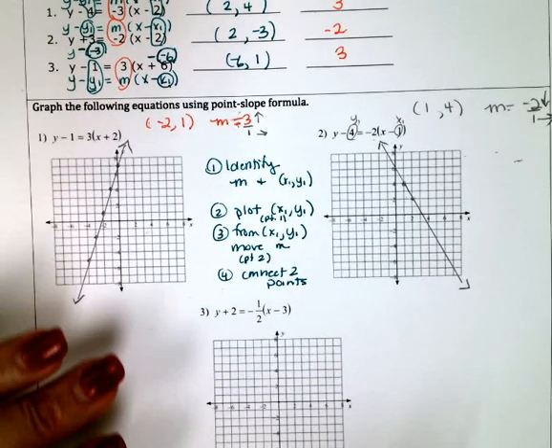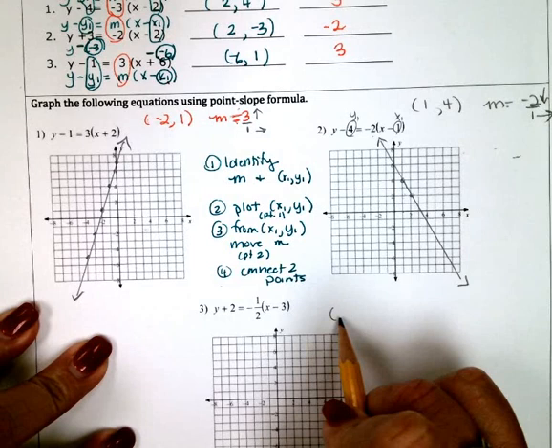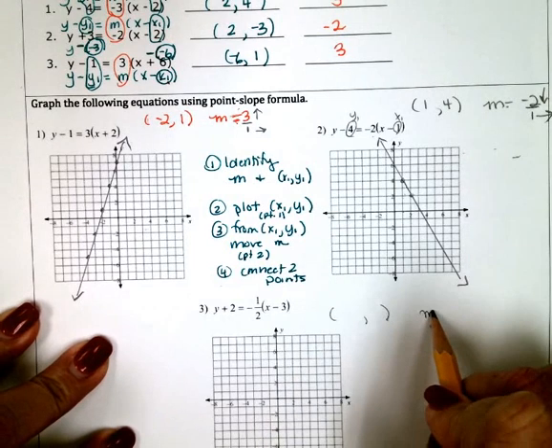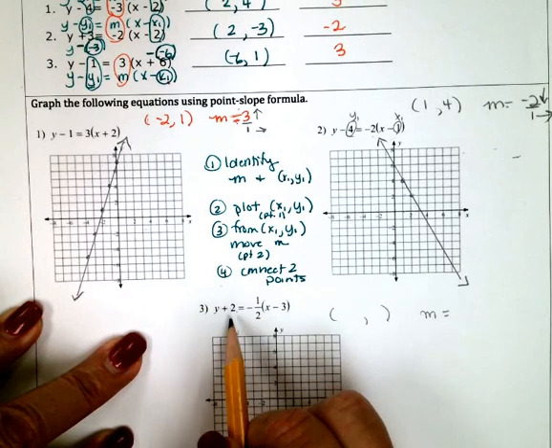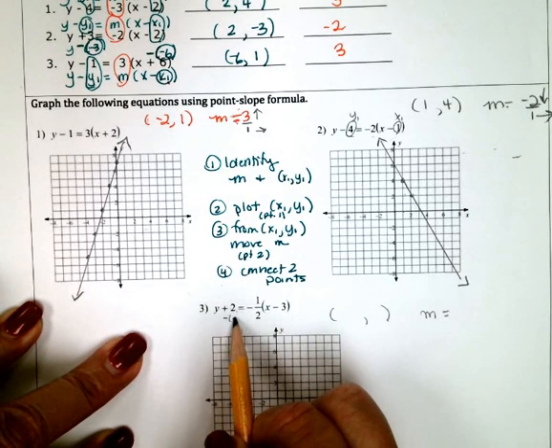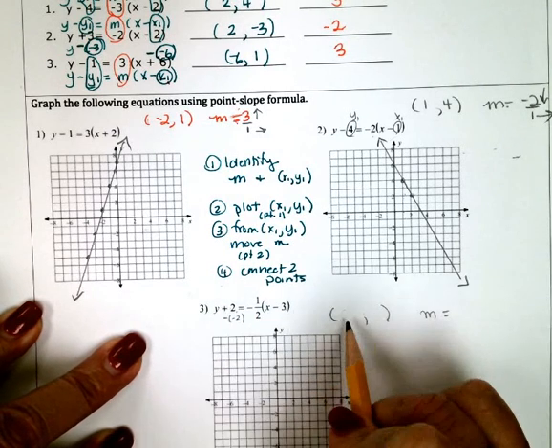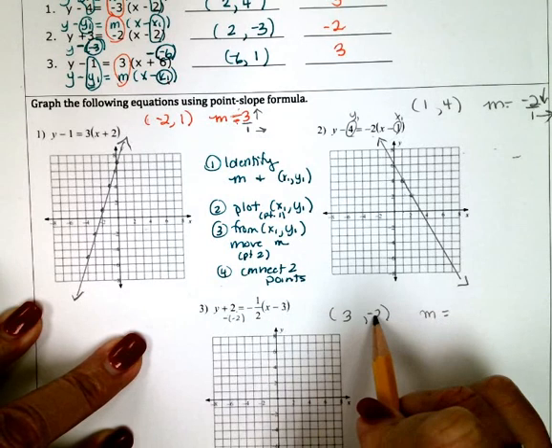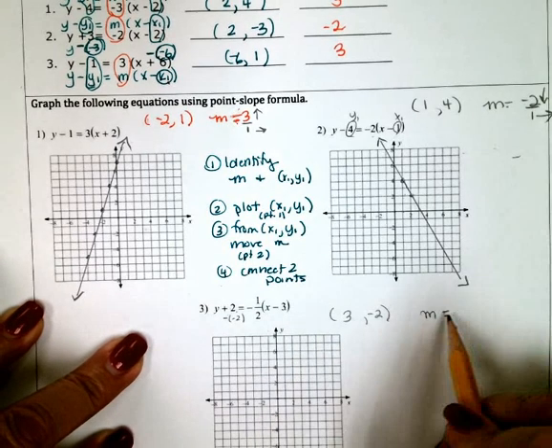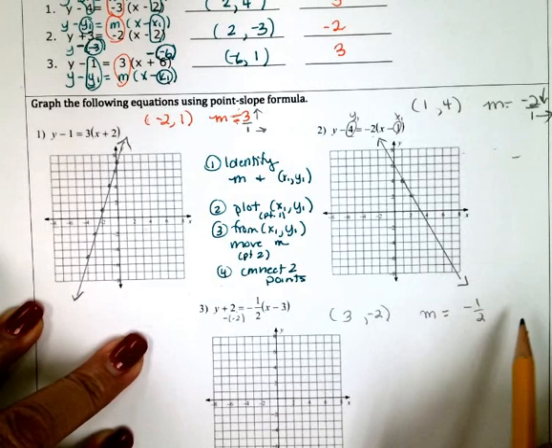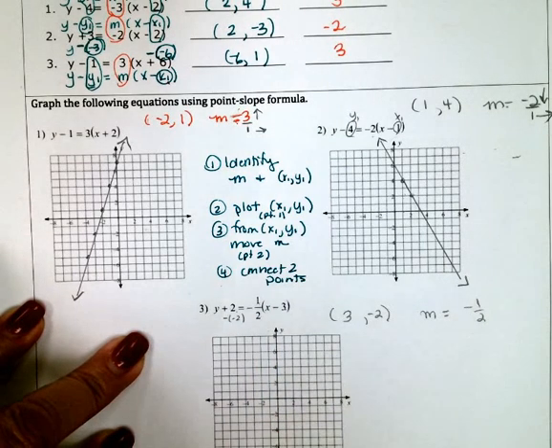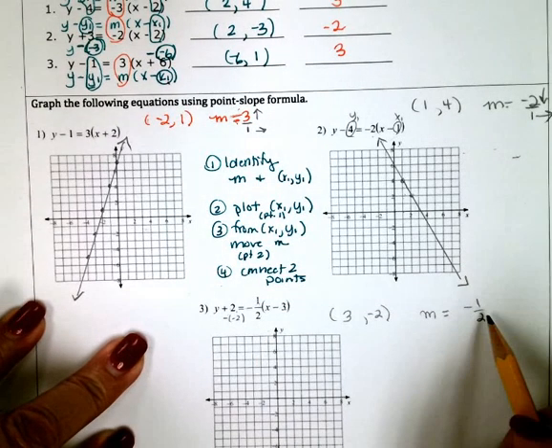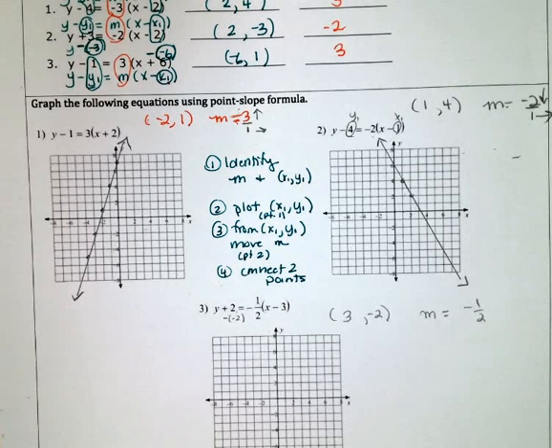And our last example, identify my ordered pair and identify my slope. Remember, because it's a +2, that's minus -2. So my ordered pair is (3, -2). My slope is -1/2. It doesn't matter who gets the negative, the top or the bottom, but only one gets the negative. I always shove it in the top, makes it easy for me.